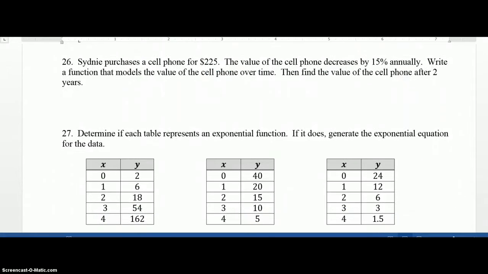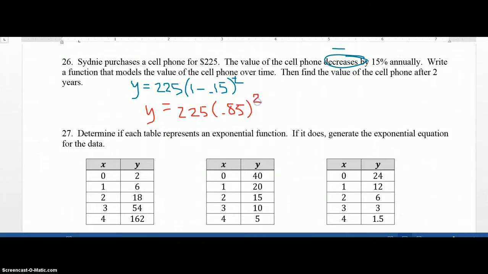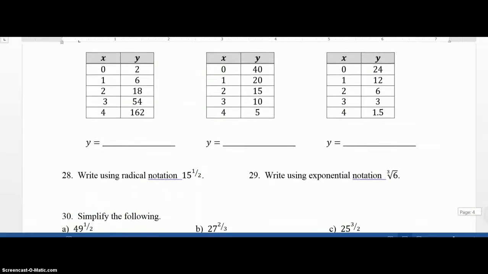26. Sydney purchases a cell phone for $225. The value of the cell phone decreases by 15% annually. Notice it says decreases. That means that we're going to put minus in our equation. Write a function that models the value of the cell phone over time. So we do need a model in this one. Y equals 225 times 1 minus 0.15, because we are decreasing in value, to the t. That is your model, and then you can plug in your 2 for t after that. Type that into your calculator, and you should get something less than $225 because you are losing value.